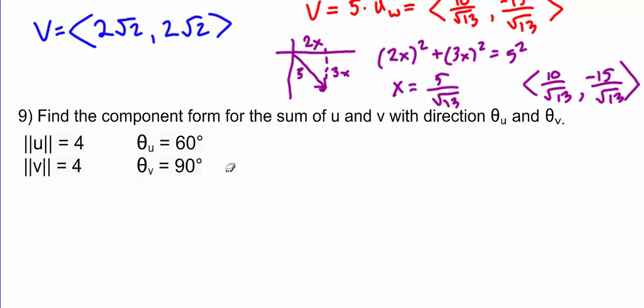All right, find the component form for the sum. We got to do some addition here, folks, of u and v with the given directional angles. All right, so what I'm going to do is actually just find two separate vectors.